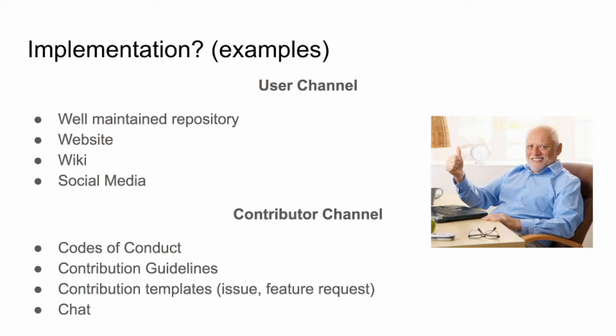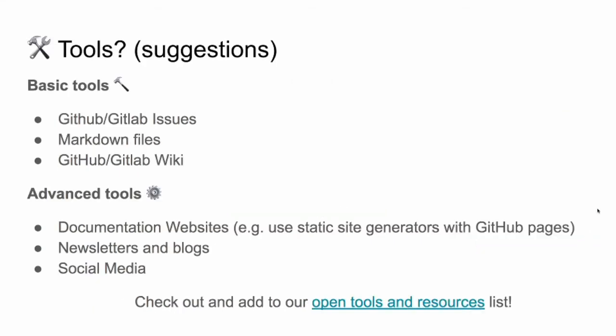As I said, we link quite a lot of different examples, and we also want to suggest some tools. So for many things, GitHub or GitLab issues are super easy to use. You can have different templates, for example to file bug reports, and also to post your roadmap and so on, to let users know that you are working on a feature request and so on.